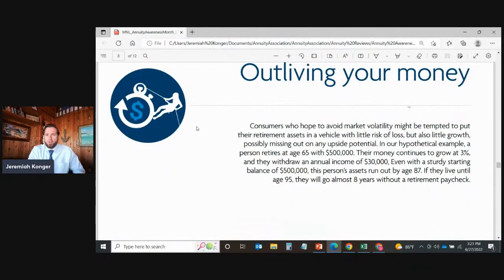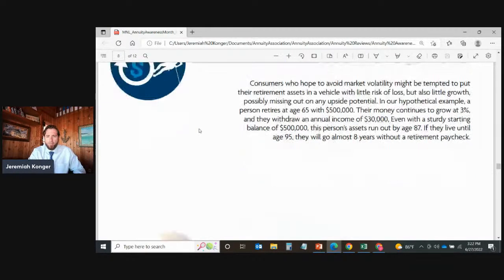So next is the longevity risk of outliving your money. Consumers who hope to avoid market volatility might be tempted to put their retirement assets in a vehicle with little risk of loss, but also little growth, possibly missing out on any upside potential. In our hypothetical example, a person retires at age 65 with $500,000, and their money continues to grow at 3%, and they withdraw an annual income of $30,000. Even with a sturdy starting balance of $500,000, this person's assets run out by age 87. If they live until age 95, they will go almost 8 years without a retirement paycheck.